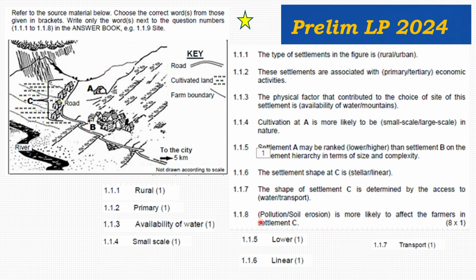1.1.8. Pollution or soil erosion is more likely to affect the farmer in settlement C. Where is C? Right? Soil erosion has to be the answer. You can see here we have steep slopes, right? And you can see it's raining. We know water is an agent of erosion. So it can wash away the fertile soil here. Right? So these farmers here are most likely going to be affected by soil erosion. Can you see how I analyze the diagram? There's a steep slope here. It's raining. Water is an agent of erosion. It will wash away the fertile topsoil, right? So the answer there has to be soil erosion.